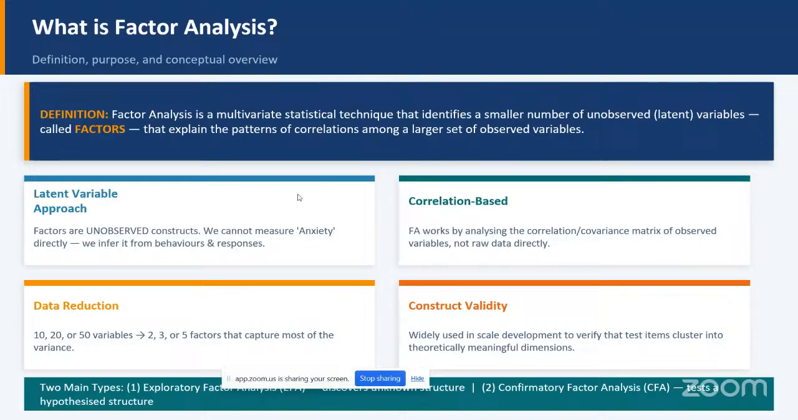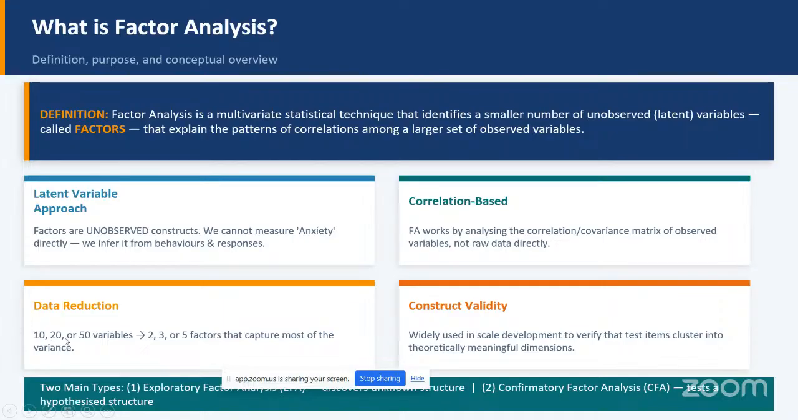So what is the latent variable approach? Factors are unobserved constructs. We cannot measure anxiety directly. We infer it from behaviors and responses. Correlation based, that is factor analysis works by analyzing the correlation or covariance matrix. I will be dealing with this in further slides, that what is a covariance matrix and how we can get help from it, of observed variables, not raw data directly.